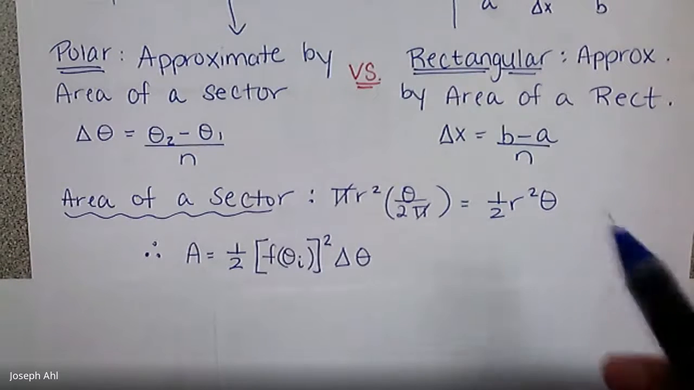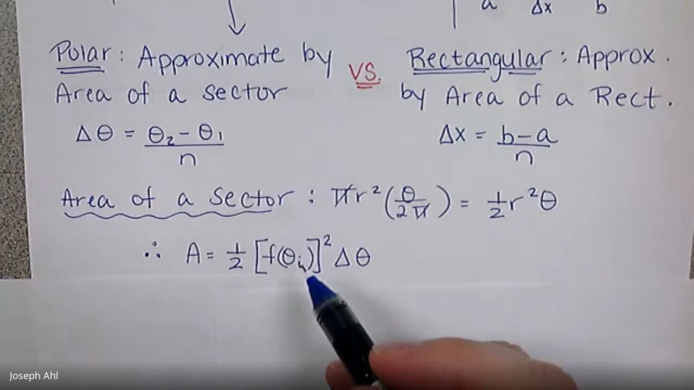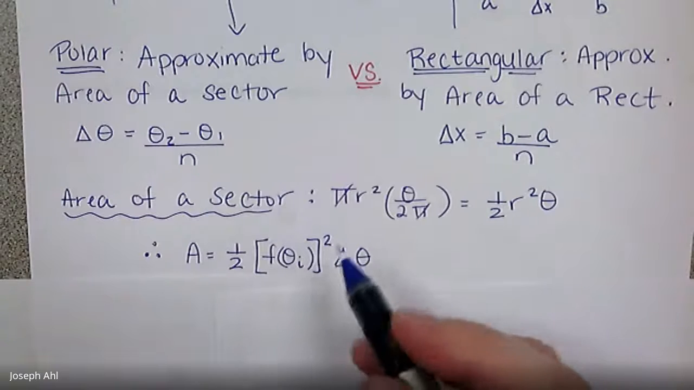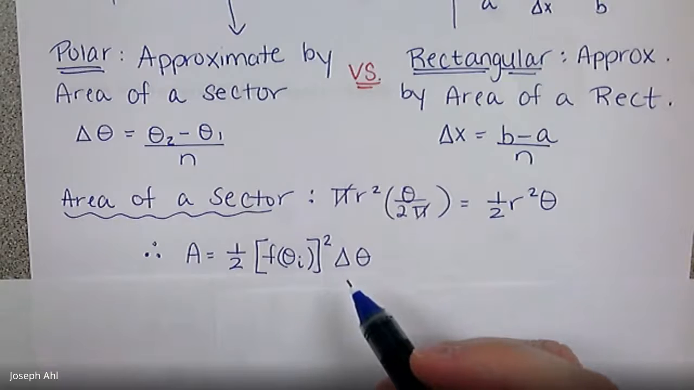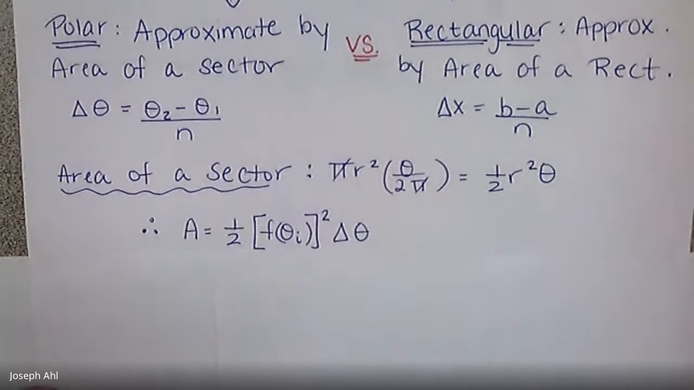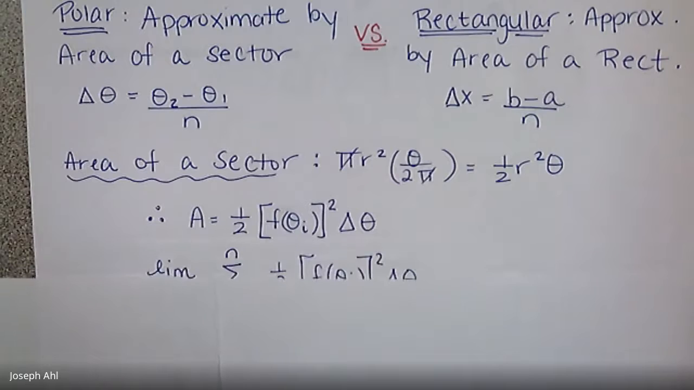So if I then say, all right, well, what does r equal? R is the function f of theta. Okay, so it's going to be 1/2 f of theta squared, and theta is going to be in each case some delta theta that we're looking at. And what we want to do is, again, if this is the area of one sector, apply this to the area of all of the sectors that I break up over the interval from theta 1 to theta 2.